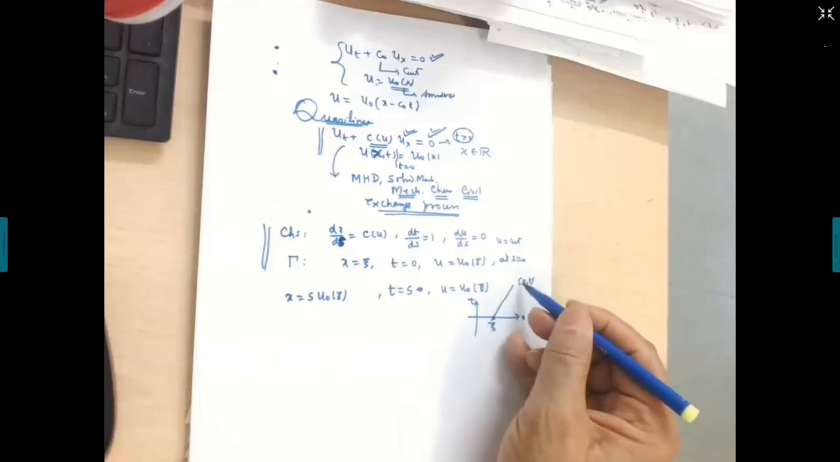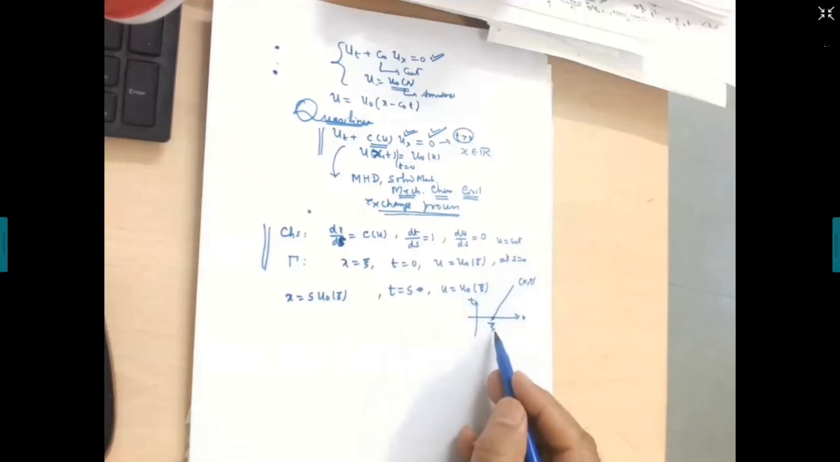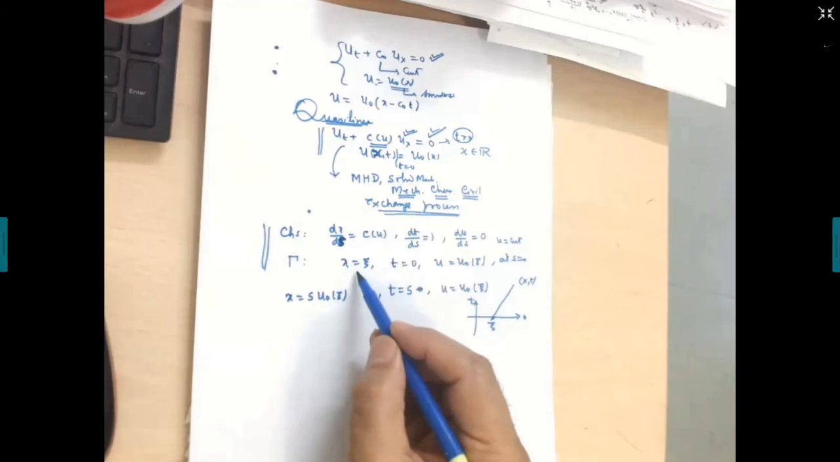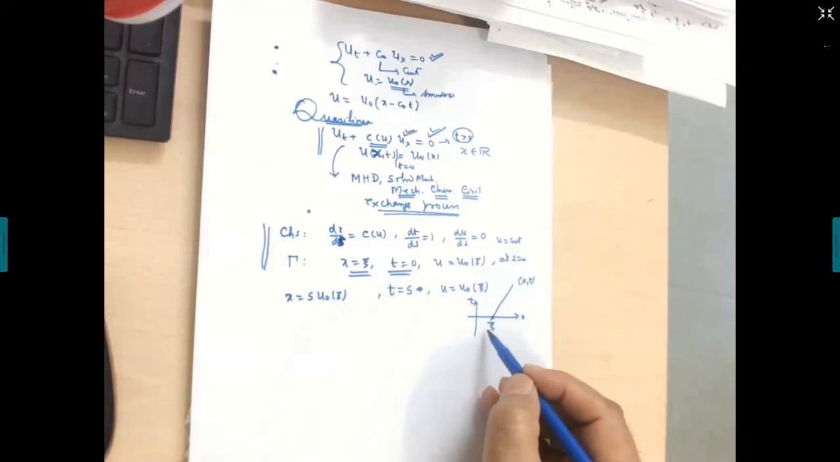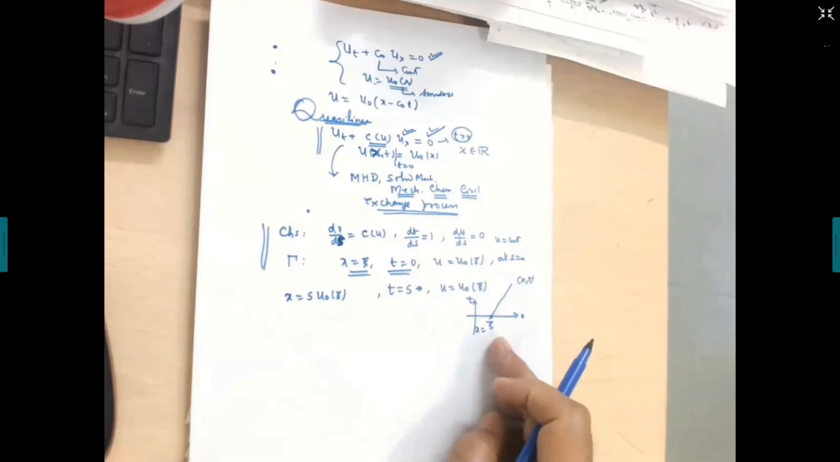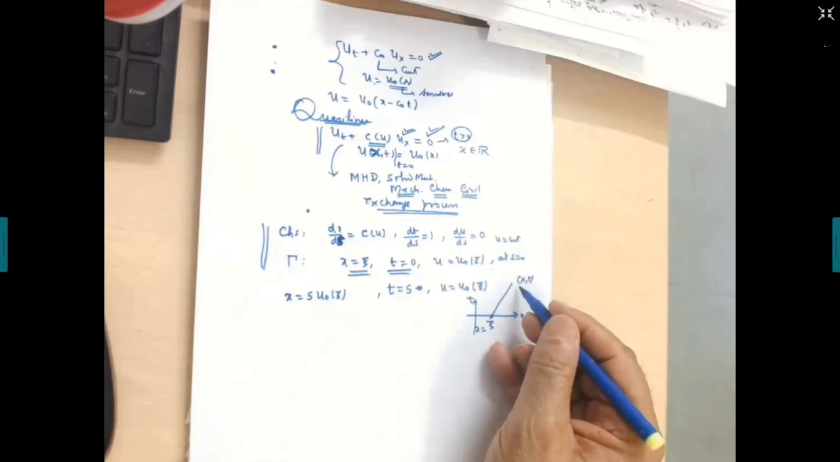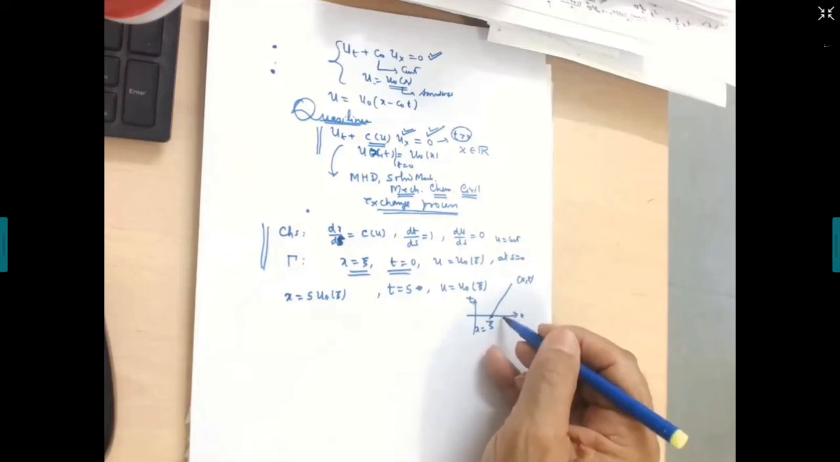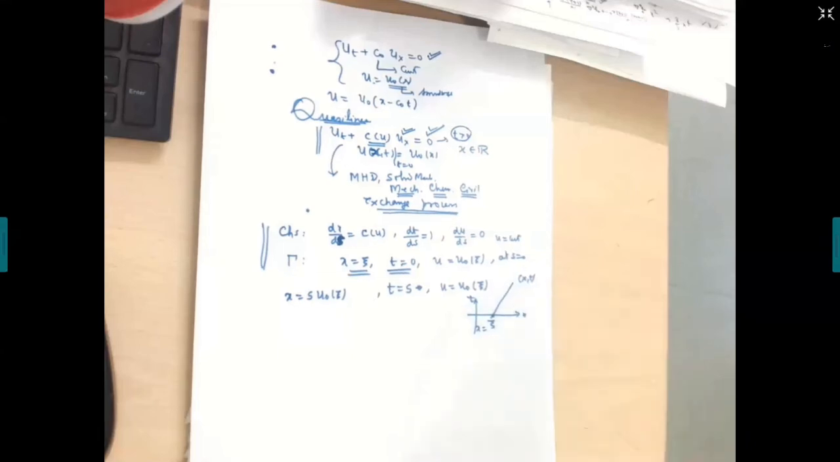Xi is the point where this characteristic intersects the line t equal to 0. This is your x is equal to xi. At t equal to 0, x is your xi. So this point is fixed now. In fact, it works like a parameter. We allow xi to vary from minus infinity to plus infinity. Different characteristics will intersect the line t equal to 0 at different points.